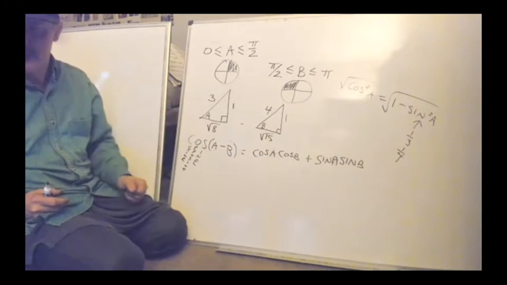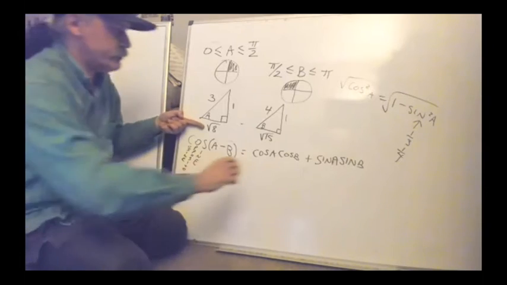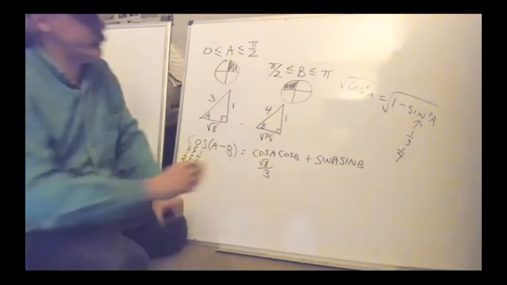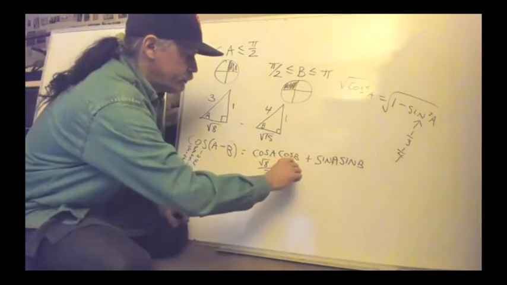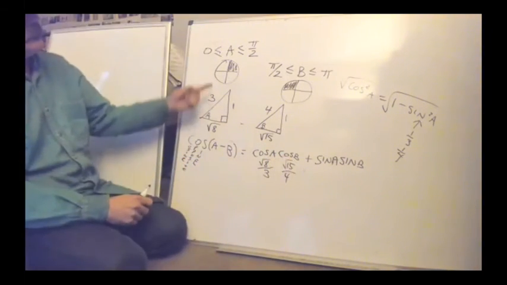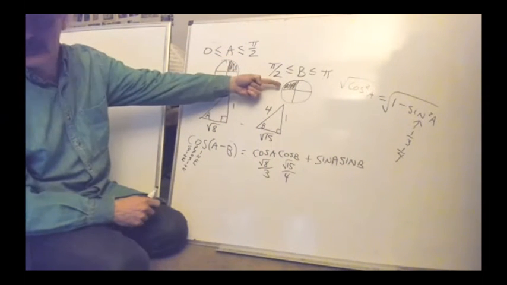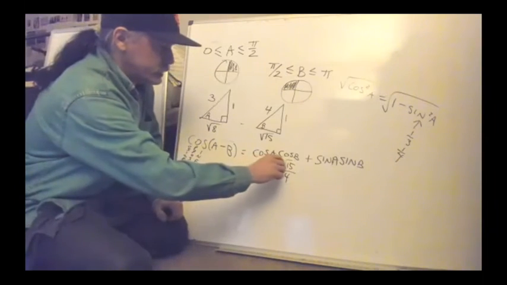Okay, so the cosine of A would be √8/3. The cosine of B would be √15/4. Cosine A should be positive. The cosine B should be negative because it's in the second quadrant, so I'll just put a little negative right there.